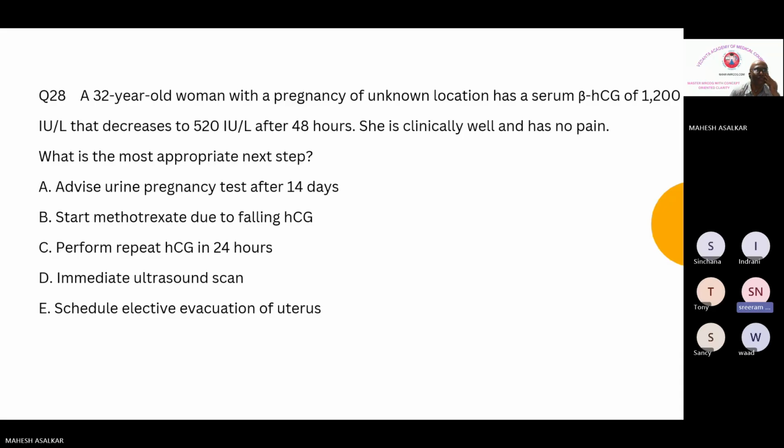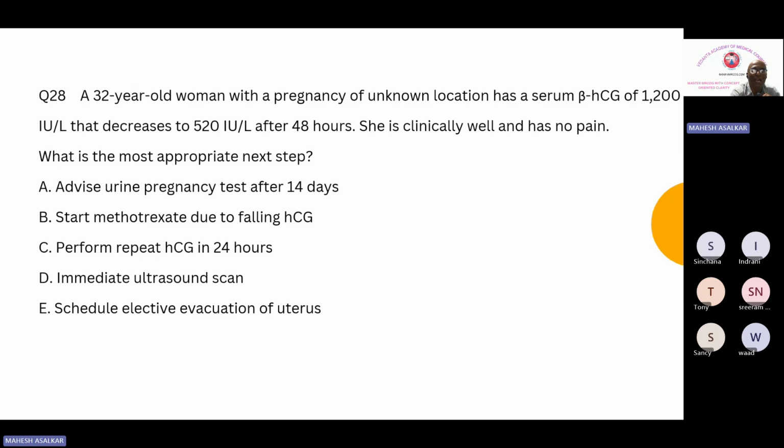Advise UPT after 14 days. Start methotrexate due to falling beta HCG. Perform repeat beta HCG. Immediate ultrasound scan. Schedule elective evacuation. This falling is good, more than 15%. Advise UPT after 14 days. Correct.